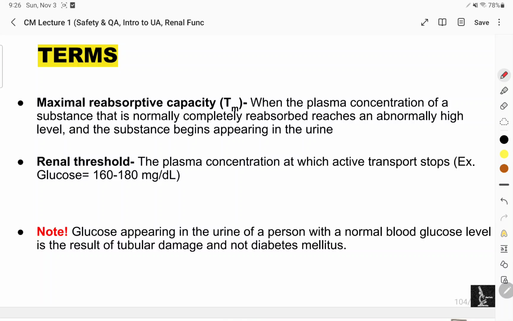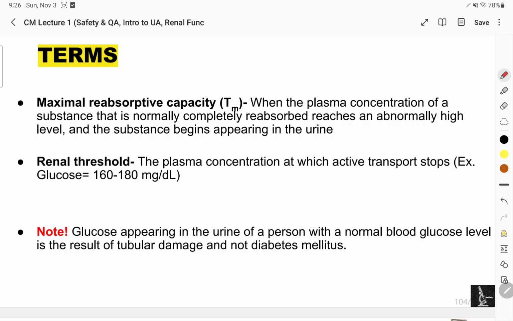And then, please note, glucose that appears in the urine of a person with a normal blood glucose level is the result of tubular damage and not of diabetes mellitus. So, makaingon ta ba, positive yung glucose, diabetes siya? Not necessarily all the time. For example, if the patient, yes, positive iyang glucose sa urine, but normal iyang blood glucose level, meaning damage iyang tubules. Kaya wala na reabsorb balik.